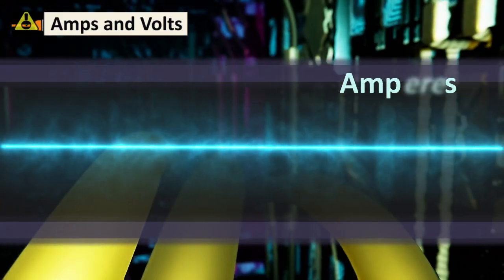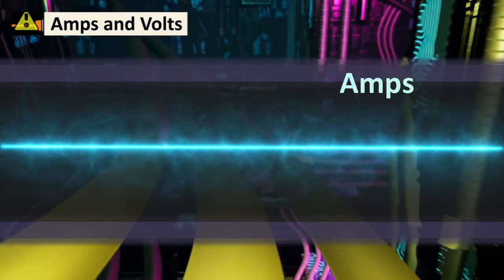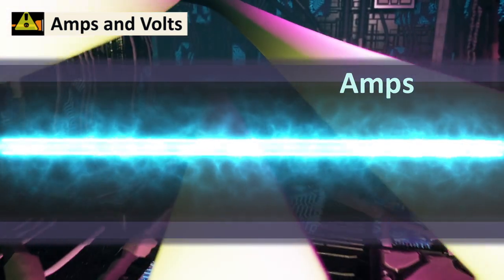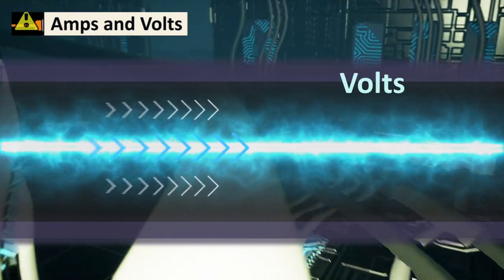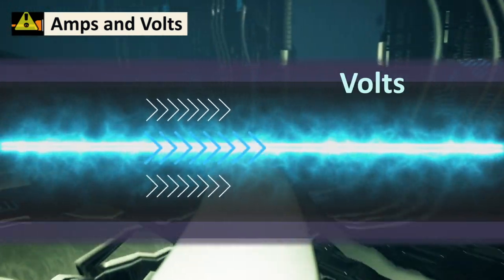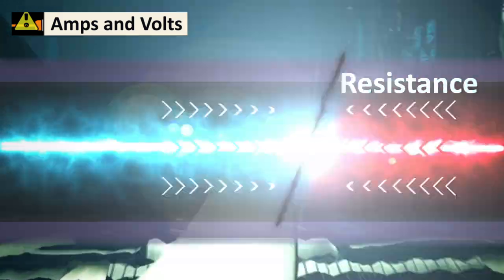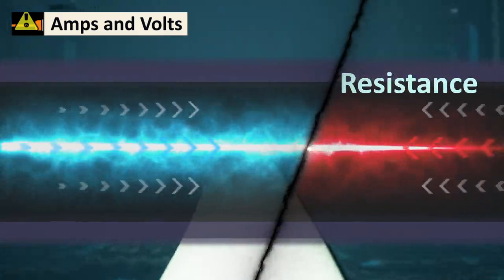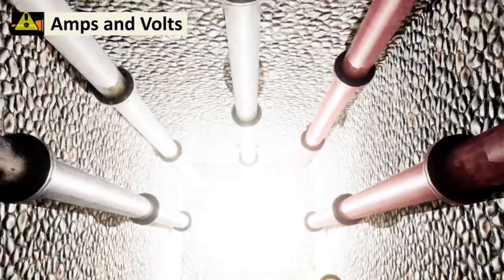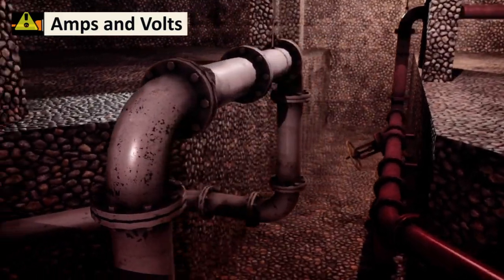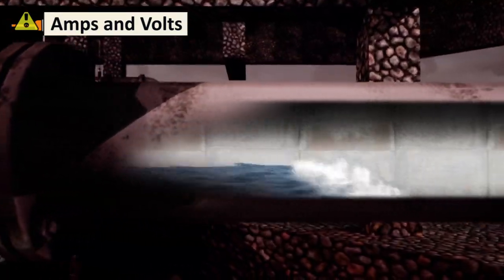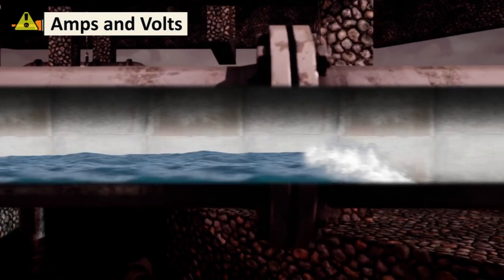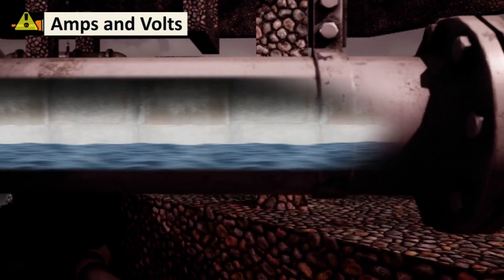Amperes, or amps, are a measure of the current, or volume of electrons, flowing through a circuit. Voltage, or volts, are the measure of electrical force pushing those electrons. Resistance is a material's opposition to the flow of the current. You can think of it like plumbing. The circuit is the pipes. Amps are the volume of water moving through the pipe, and volts are the water pressure, or how fast the water can move.